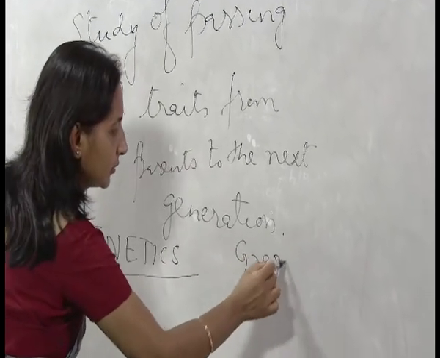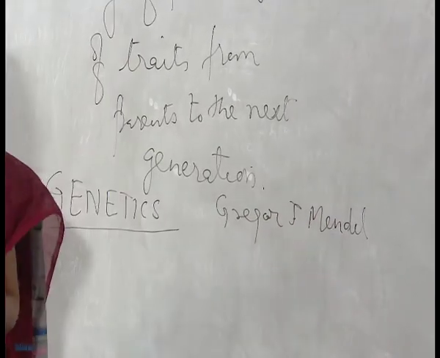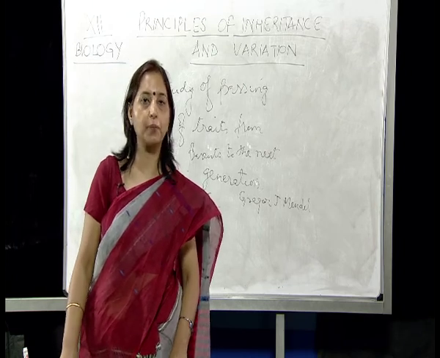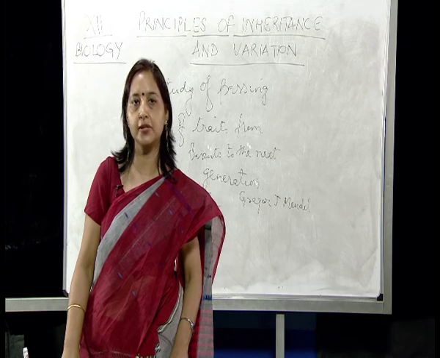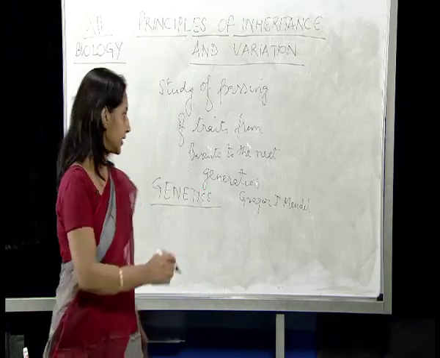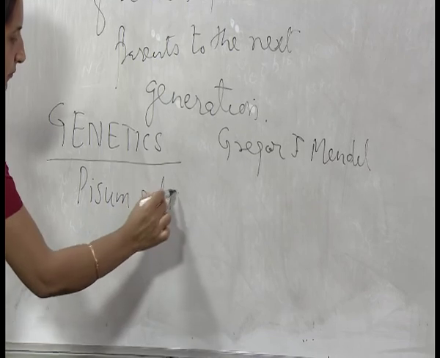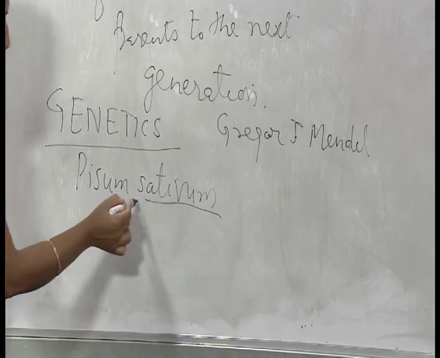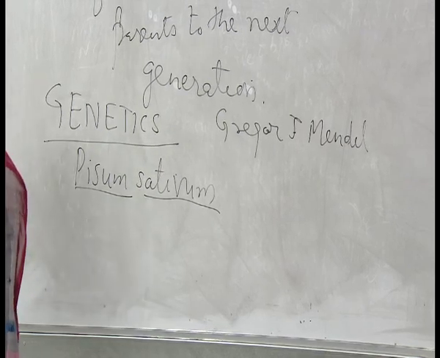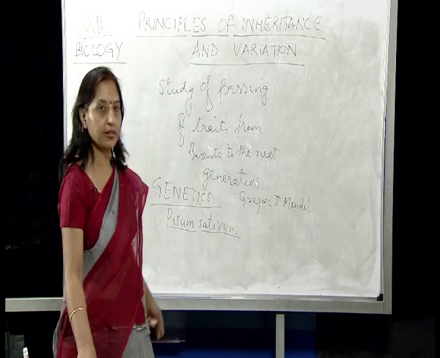Gregor Mendel was an Austrian scientist. He was an Austrian priest, in fact, and he was the one who propounded the laws of inheritance for the first time. And he studied on pea plant, that is Pisum sativum. Since he was the first one to propound the laws of inheritance, he is known as the father of genetics. He worked on Pisum sativum, that is garden pea.